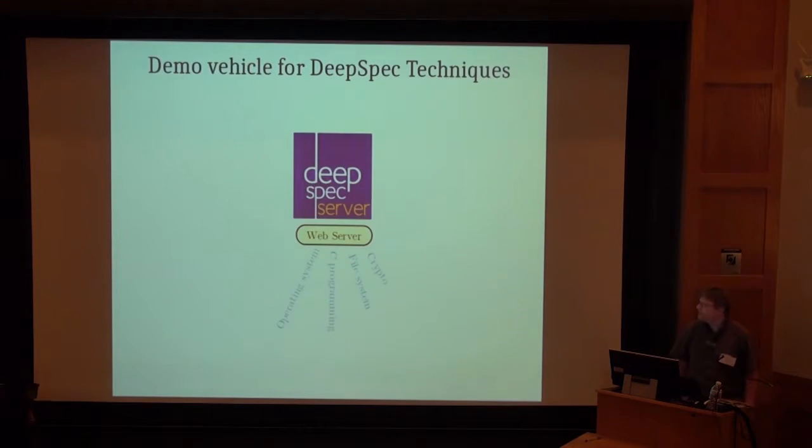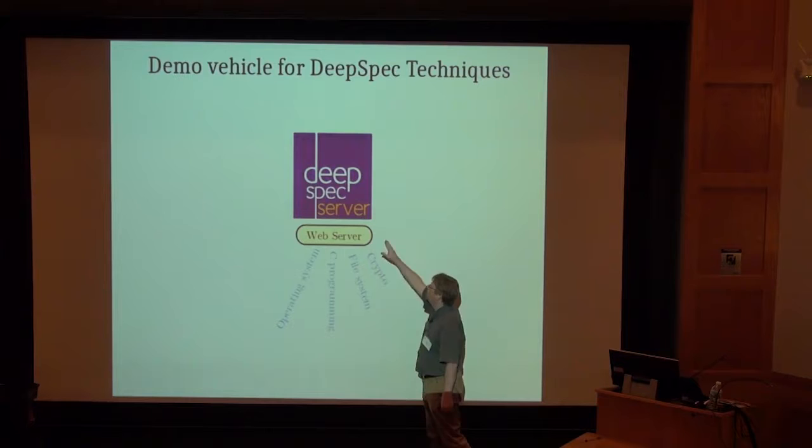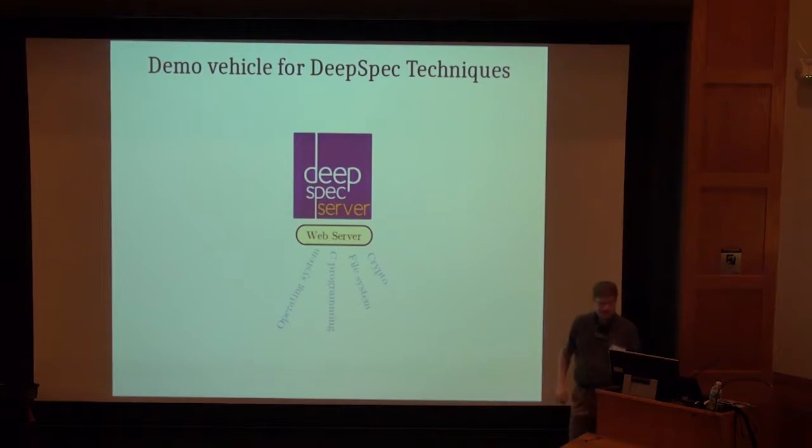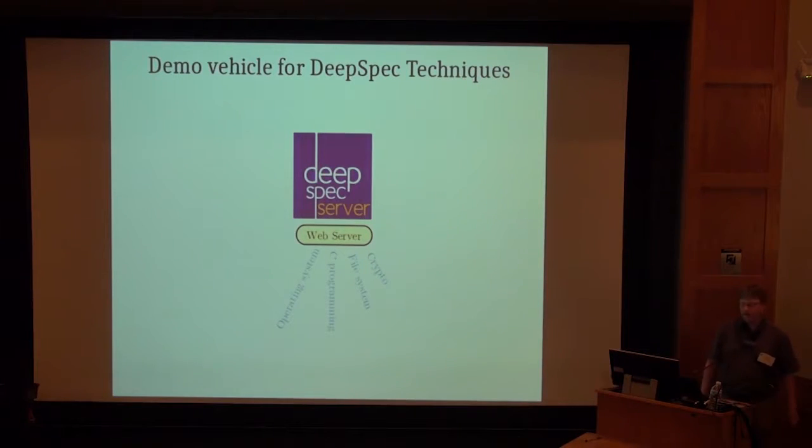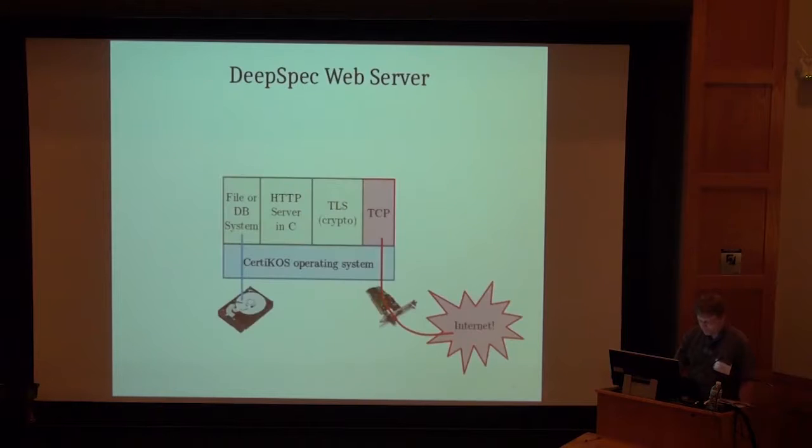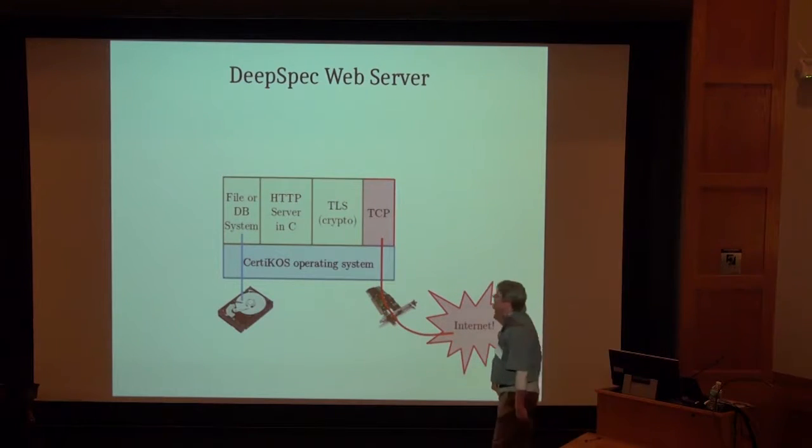So, as you will remember from Andrew's overview talk and also from Benjamin's introduction, this DeepSpec web server is intended to serve as a demonstration vehicle for a lot of the technologies that we're developing. Not all of the technologies, but we thought that it's very good to have one capstone application where we can showcase the formalizations and verifications that we develop. And our rough architecture of such a web server is like this.